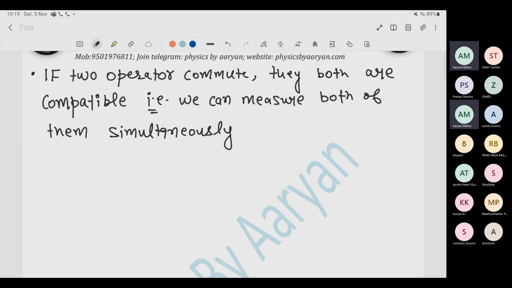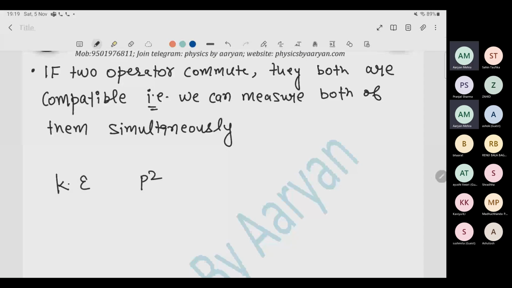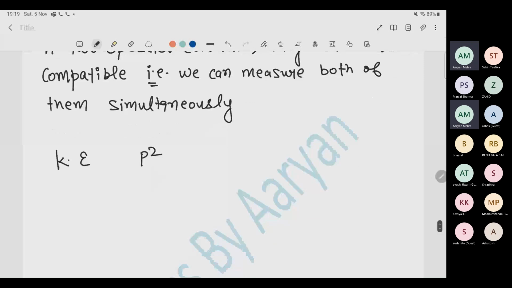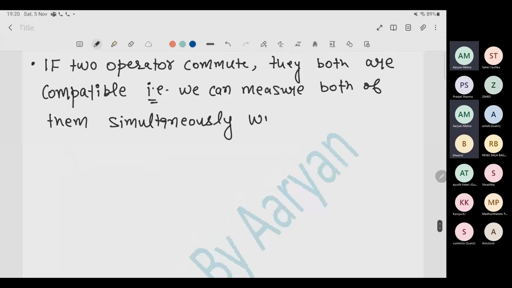It's not like that. For example, let's say you measure kinetic energy and p square together. What you need to do is only measure p square and then divide by 2m. It will also give you kinetic energy. So kinetic energy and p square will be compatible. Understand? You can measure both. But simultaneously is not a complete word. We can measure any two operators simultaneously, but the problem is it won't give you precise, correct answers. So what we should write is: we can measure both of them simultaneously with 100% precision.